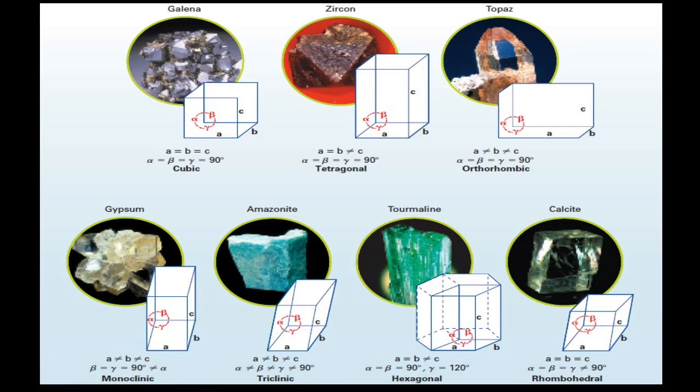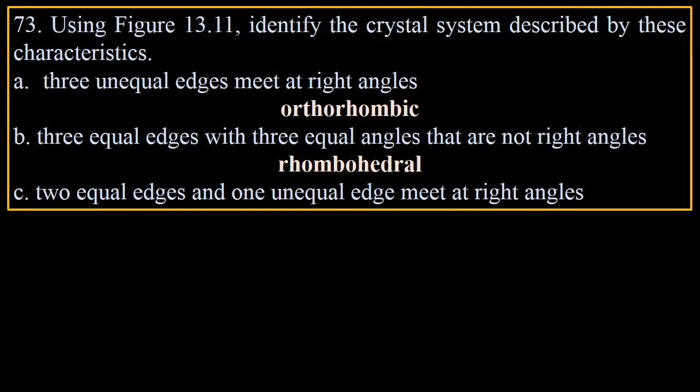Very good. Rhombohedral. And that is correct. I can see that. You see that? Those weird angles. Alpha, beta, gamma in the lower right. Calcite. Okay, two equal edges and one unequal edge meet at right angles.